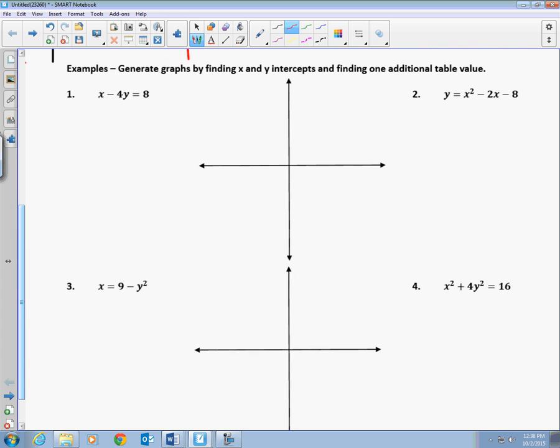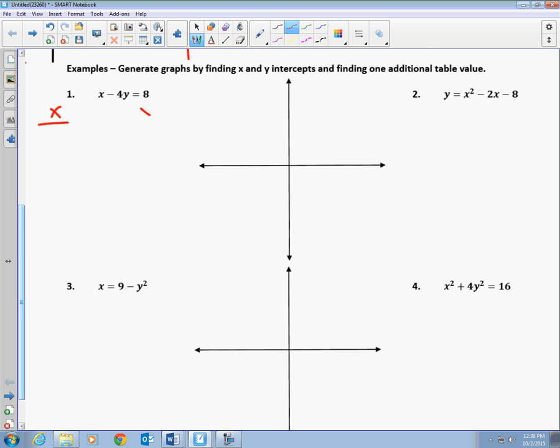It says generate the graphs by finding the x and y intercepts and finding one additional table value. First of all, can you look at number 1 and determine what kind of graph it is? What does it look like? It's linear because they're all to the first degree, so therefore it's a line. Now, when you see a line, you often think, oh, need to put in slope-intercept form. No, you can sketch this a lot quicker than putting it in slope-intercept form.